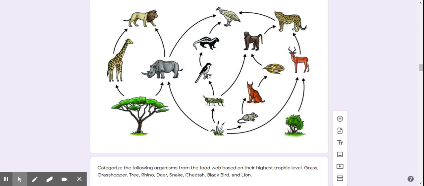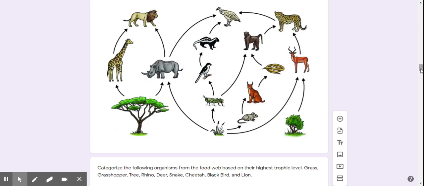Let's go to the blackbird. So the blackbird's right here. So we have the grasshopper's primary. The blackbird is a secondary consumer, and there's no other path to get to it. So that means the blackbird is going to be our secondary consumer. Last up, lion. So we follow the path of the lion and we go back. We start at the tree. The tree is going to be a producer, and then the lion can either eat the giraffe or the rhino. Now, the giraffe is a primary consumer, the rhino is a primary consumer. There's no other path to get to the lion, meaning in both scenarios, the lion is a secondary consumer.